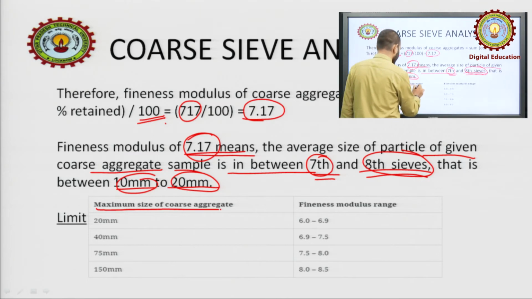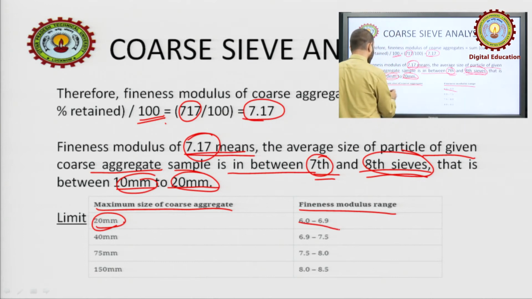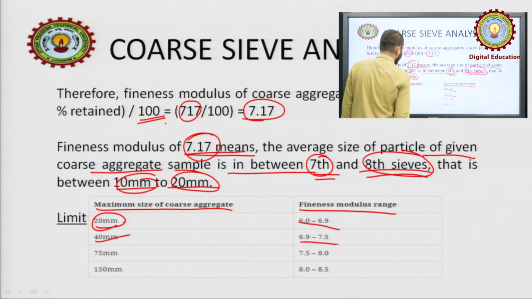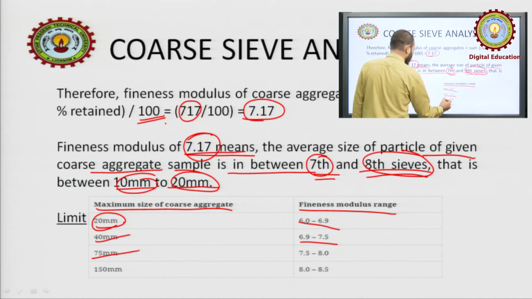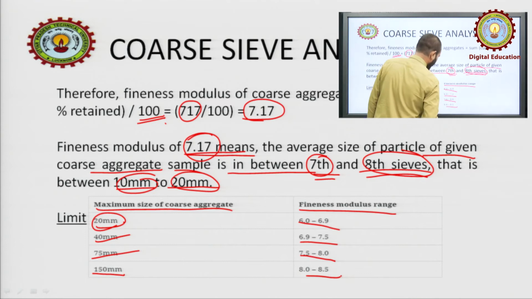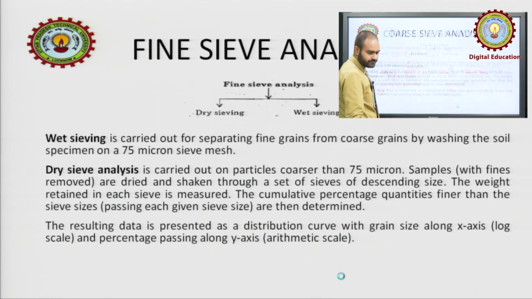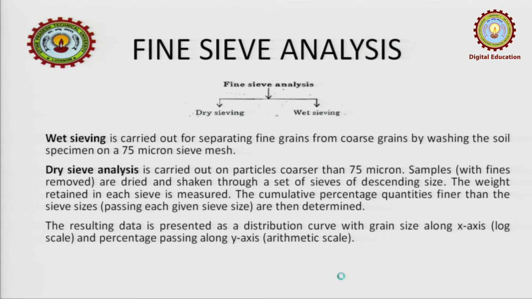Now, the maximum size of the aggregate and the fineness modulus are different. For 20 mm generally it is 6 to 6.9, and for 40 mm it will be 6.9 to 7.5. For 75 mm it will be 7.5 to 8, and for 150 mm it will be 8 to 8.5. Okay, so this was it. Now, fine sieve analysis.